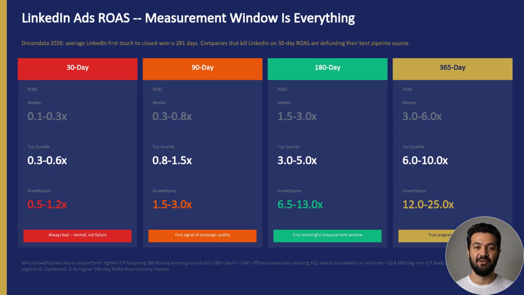30-day return on ad spend on LinkedIn will always look bad, 0.1 to 0.3x. Do not kill campaigns based on 30-day data. The average B2B SaaS sales cycle from LinkedIn first touch to closed won is 281 days. At 180 days, the industry median return on ad spend hits 1.5 to 3.0x. GrowthSpree clients measure 6.5 to 13x, driven by offline conversion import and tight ideal customer profile targeting.